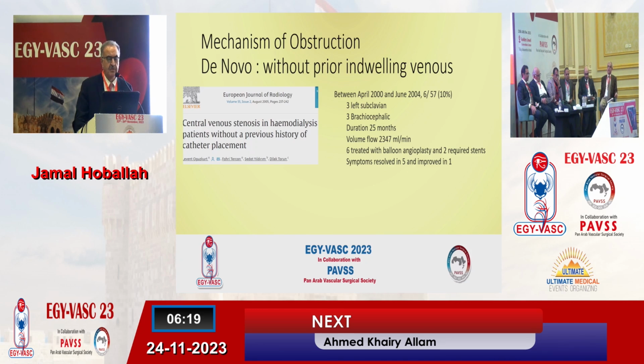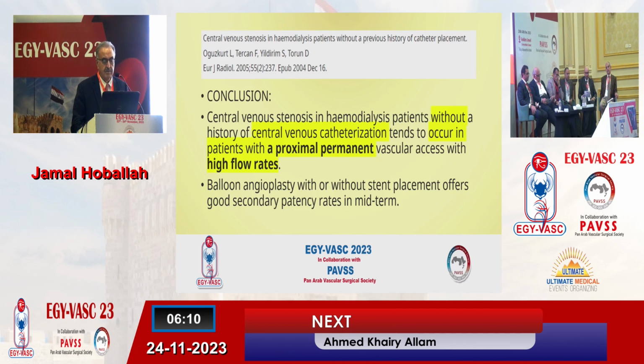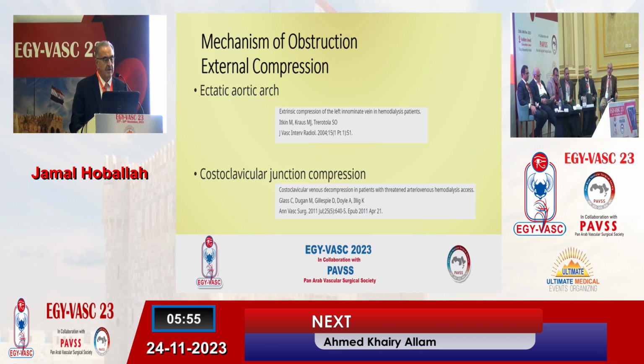Now, in those who have it without indwelling venous catheters, it can really happen, especially if you have a proximal permanent vascular access with very high flow rates. These very high flow rates cannot be accommodated by the existing venous outflow, and as a result, it will cause a reactive hyperplasia in the central vein. The other cause is external compression, which can be anywhere, anything from an ectatic aortic arch to a costoclavicular junction compression.